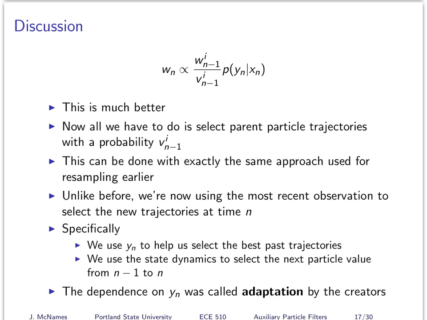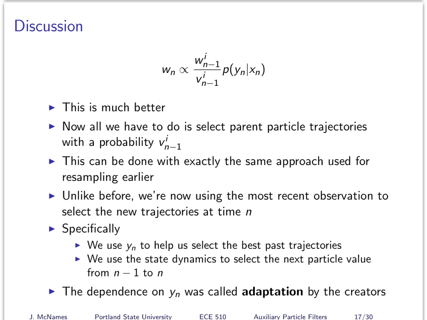So here's what we ended up with. We've got a very simple weight update equation for the weights. We're moving our particles forward in the same way that we were previously. The only difference is that we're selecting parents before we let them move ahead.